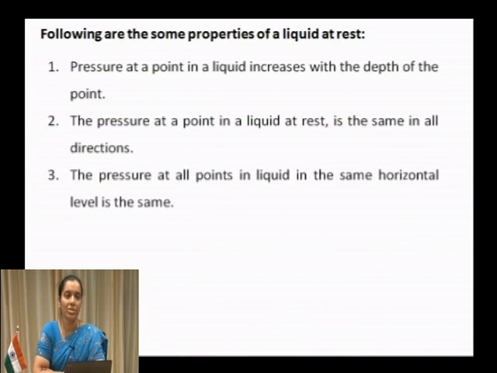Thirdly, the pressure at all points in a liquid in the same horizontal level is the same. This is because the height of a horizontal level will remain the same at any point in the same horizontal level. Hence, the pressure P equals d g h will remain the same at all points in the same horizontal level.